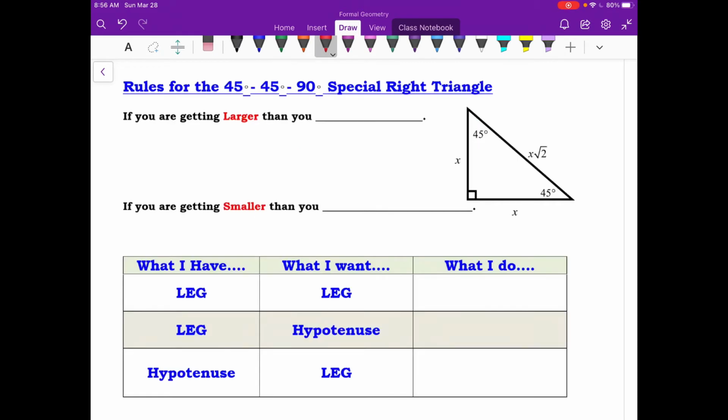So now let's move on to some specific rules for a 45, 45, 90 triangle. A couple rules we want to remind you of: if we're getting larger, we're going to be multiplying. And if we're getting smaller, we will divide.